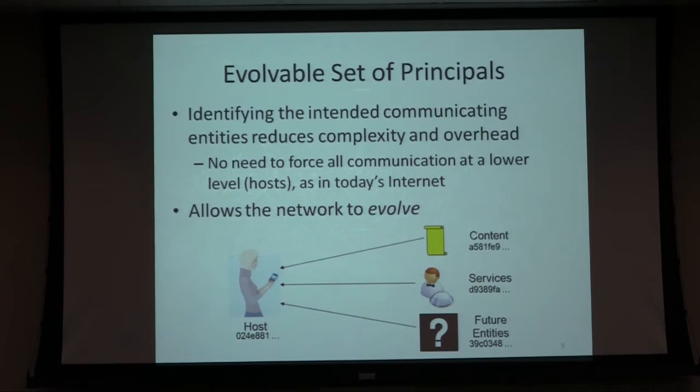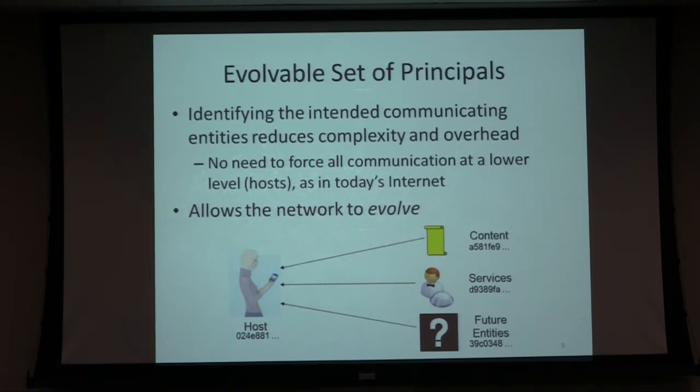So I briefly want to highlight these principles and then move on. The first one is an evolvable set of principles. There are two points to this actually. The first point is that rather than forcing everybody to send packets to hosts, we're allowing you to send packets to different things, like I mentioned: services, content, and hosts. However, the more important thing is that I am willing to bet that 10 years from now, there's going to be something else people will want to send packets to.